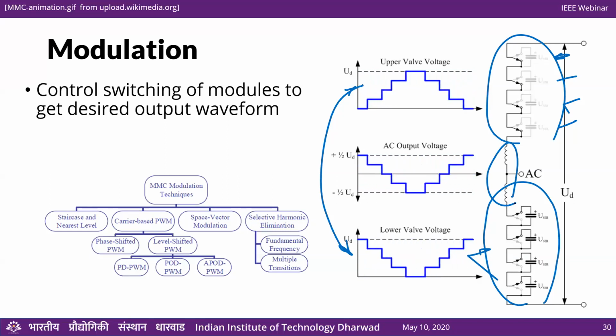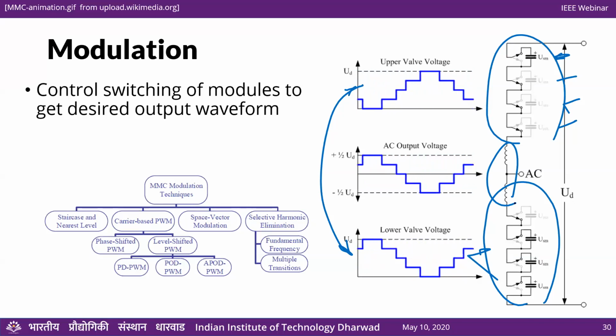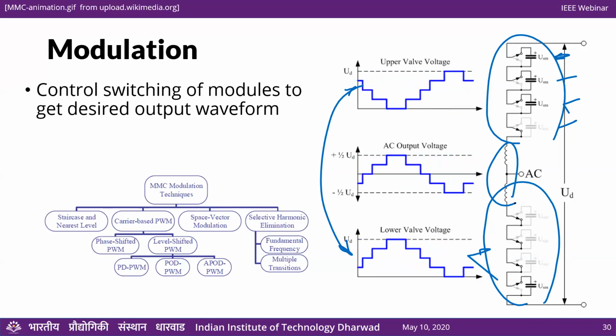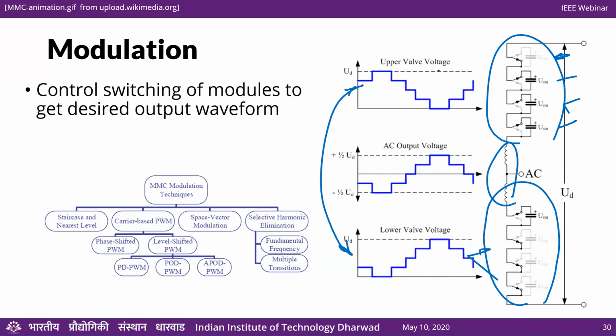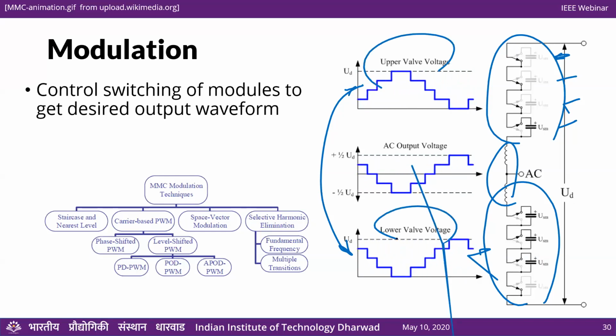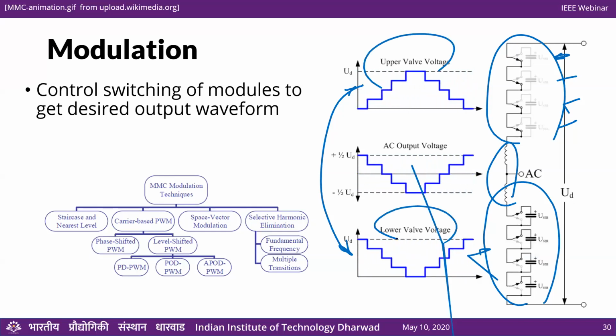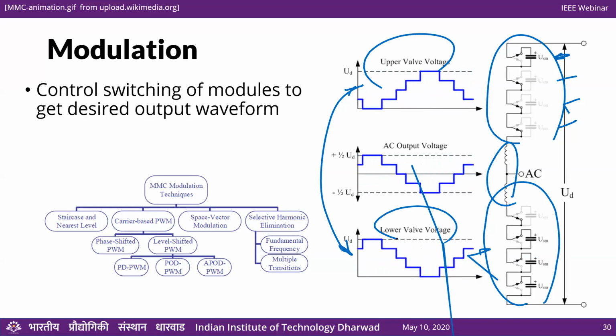So you want to generate a sinusoidal shape. The lower arm voltage is in phase, upper arm voltage is out of phase. Both have only positive values, upper arm and lower arm, and that's basically how you do it.